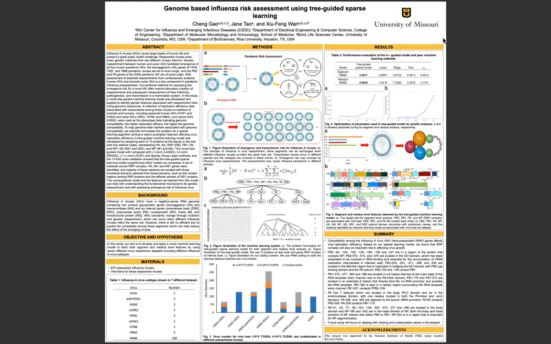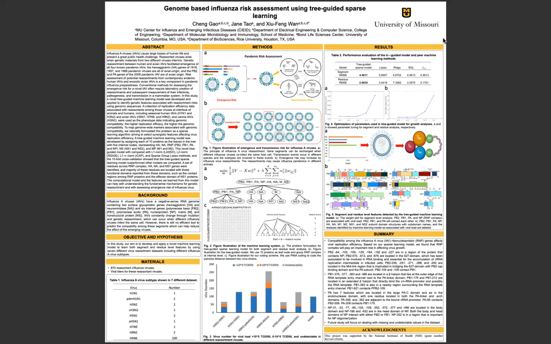Reassorted viruses arise when genetic materials from two different viruses intermix. Genetic reassortment between human and avian influenza A viruses facilitated emergence of all four pandemic influenza A viruses. The hemagglutinin genes of the 1918, 1957, and 1968 pandemic viruses are all of avian origin, and the PB2 and the PA genes of the 2009 pandemic influenza A virus are of avian origin.